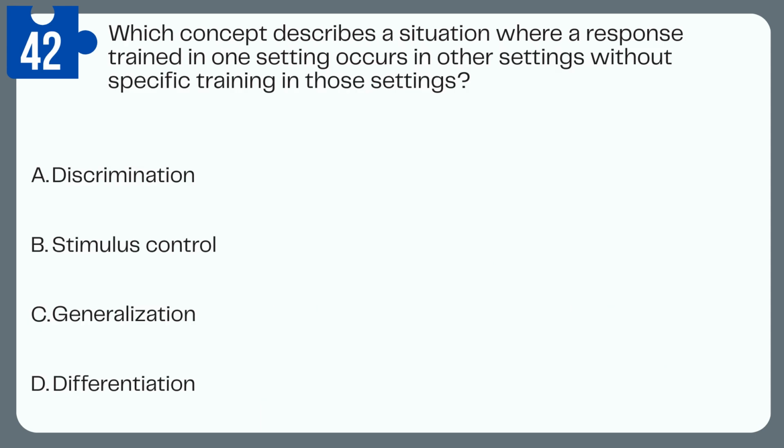Question 42. Which concept describes a situation where a response trained in one setting occurs in other settings without specific training in those settings? A. Discrimination. B. Stimulus control. C. Generalization. D. Differentiation.